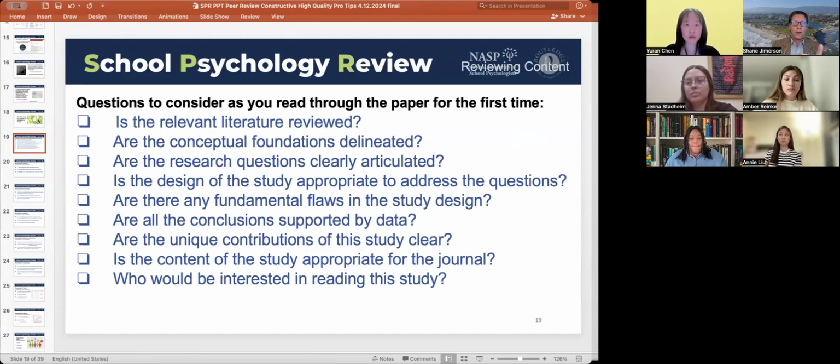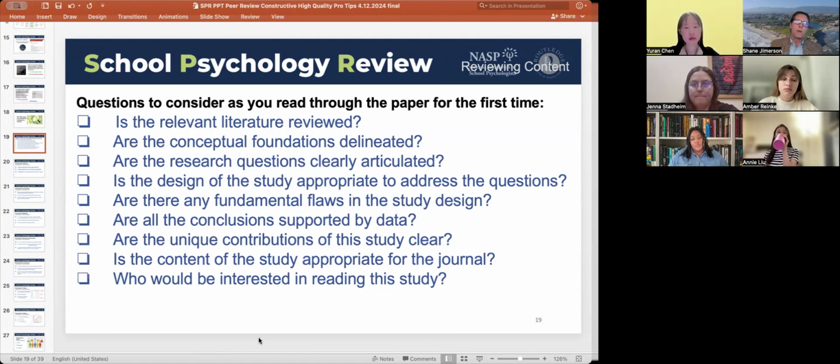Once you've read the questions that are posed, then when you're reading the methods, you really want to think about, is this really an appropriate way to examine those questions? Are there any fundamental flaws in the study design? Are all the conclusions supported by data? When you're looking at the discussion in particular, as you read through it the first time, are they making statements and conclusions that are supported by the data, or are they going beyond the data? That's something to be careful and take a look at.